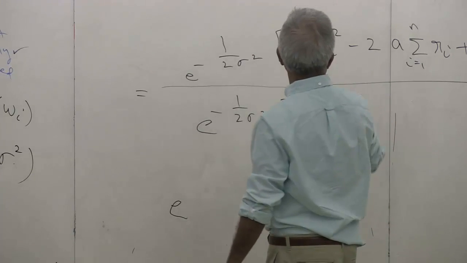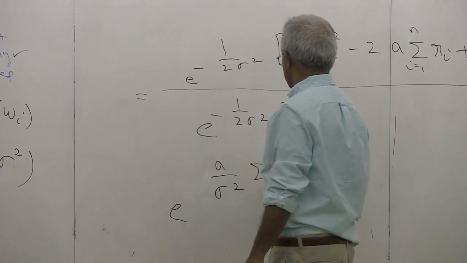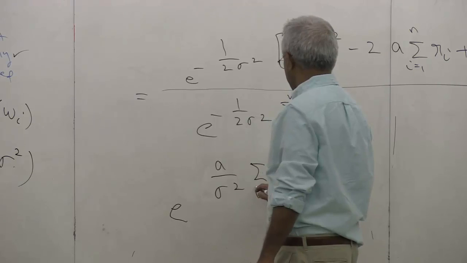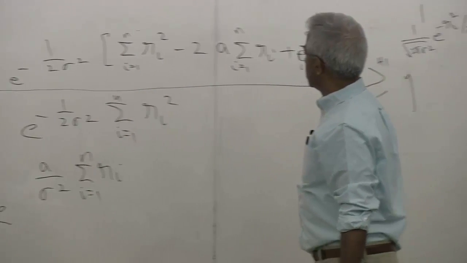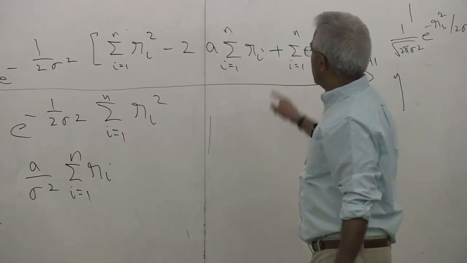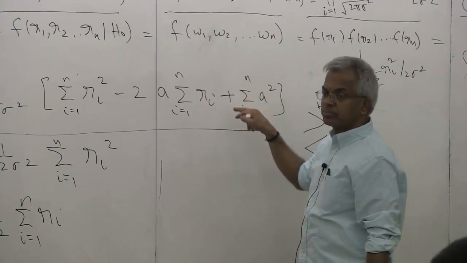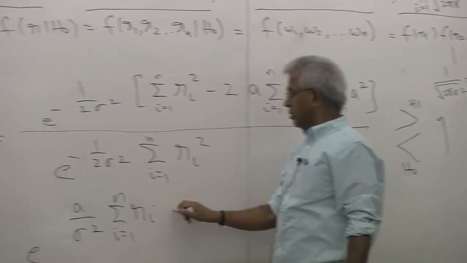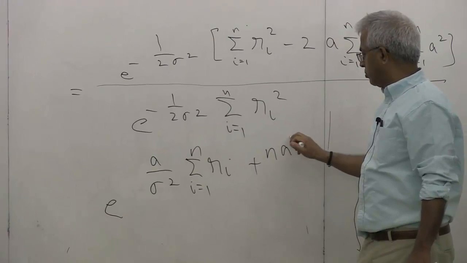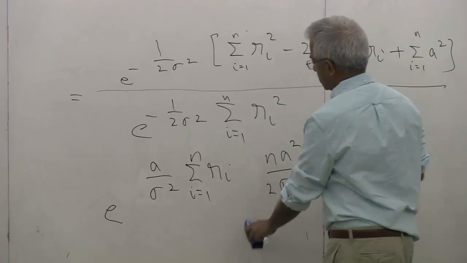So let me take the 2 sigma squared inside. You have a over sigma squared times summation Ri, i equal to 1 through n. And what is this? Anyone? When you expand this, what do you get? N a squared, right? So that's N a squared over 2 sigma squared, with a minus sign, right?